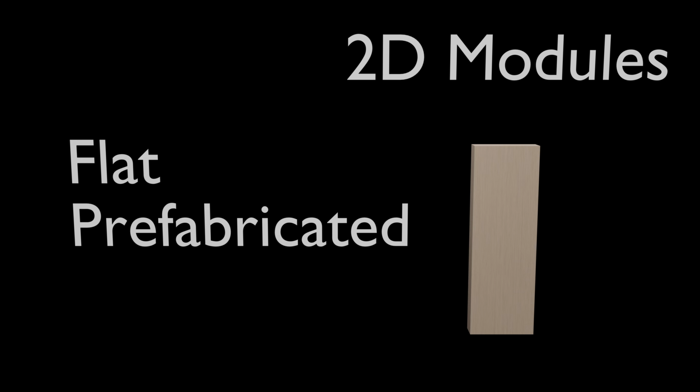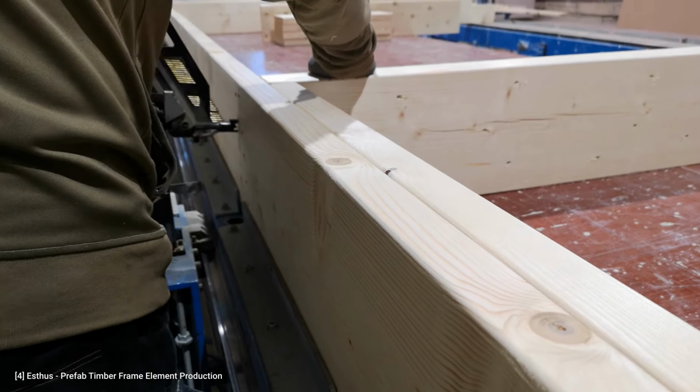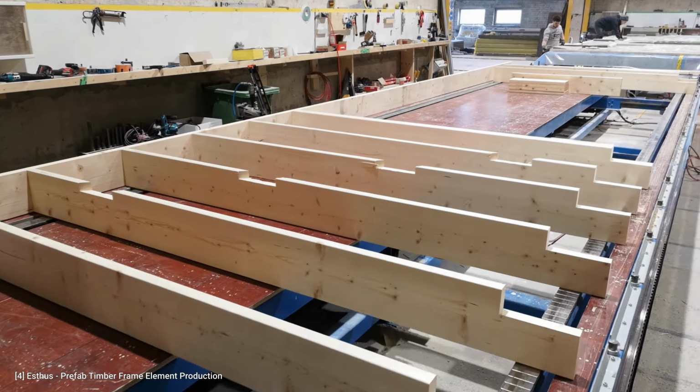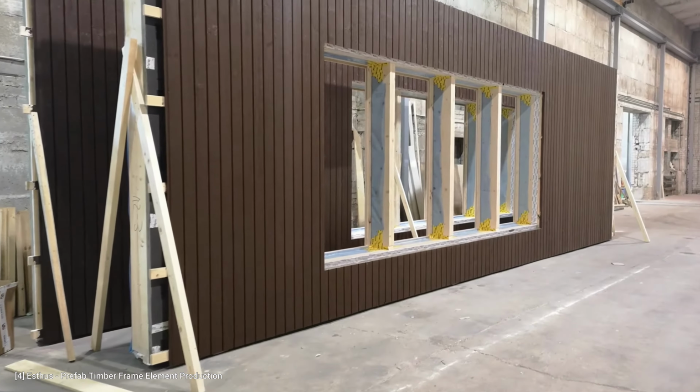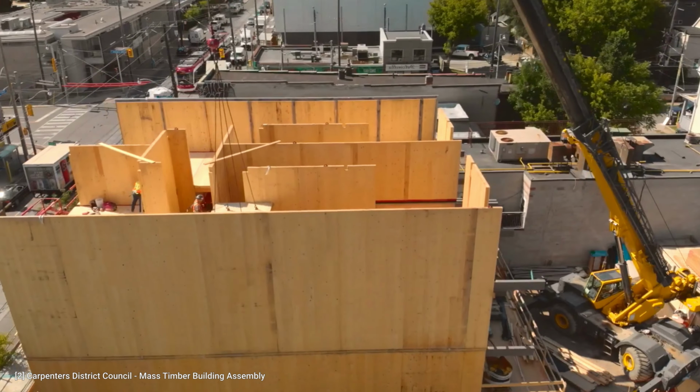2D modules refer to flat, prefabricated panels that serve as key structural or non-structural elements, such as floors, walls, and roofs. These modules are produced in controlled factory environments and then transported to the construction site, where they are assembled into the final structure.